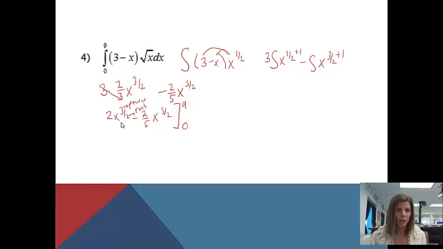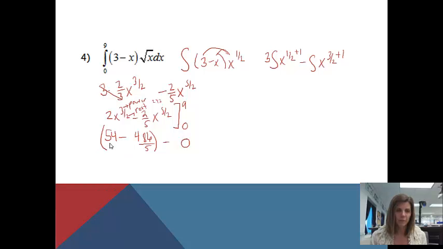So when I plug 9 in here, let's do the square root of 9 first, which is 3, and then 3 to the 3rd power is 27. 27 times 2 is 54. Okay, now we're going to go ahead and plug in 9 into here. So again, the square root of 9 is 3. 3 to the 5th power is 243. 243 times 2 is 486 all over 5. And then minus, when I plug in 0, I will get 0.